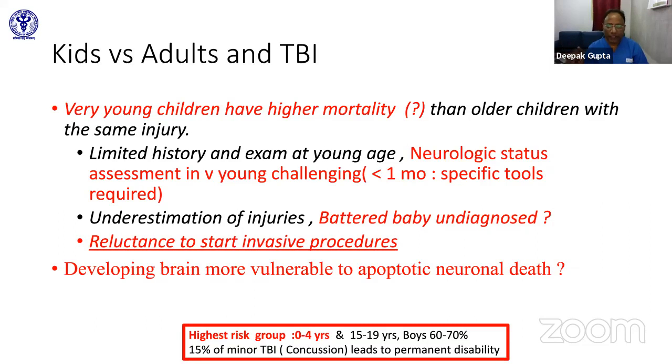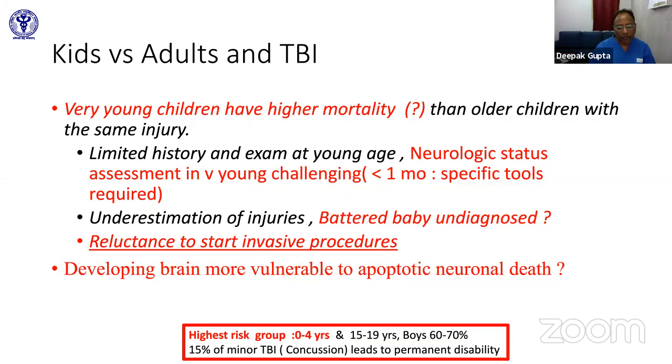The children are very different as compared to the adults because it is considered that they have got higher mortality as compared to the older children. The primary reason could be because the neurological assessment is very difficult in these young children. In children less than 1 month of age, you require specific tools. And there is often underestimation of the injuries in these young children. And most of the times, the battered baby syndrome, which I will not be covering because I believe another speaker is covering, often remains undiagnosed. And often I feel that there is always a reluctance to start invasive procedures in these young children.